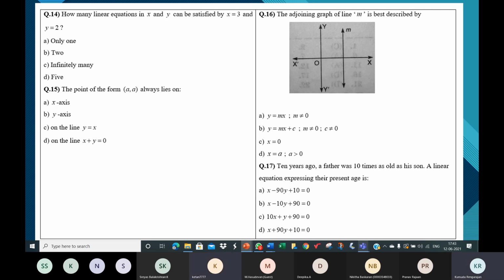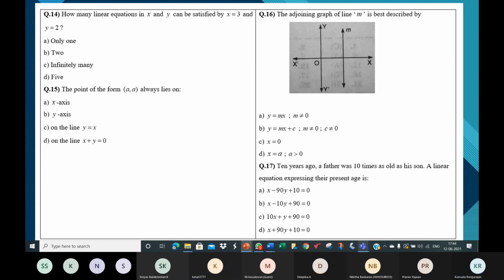Yes, ma'am. Thank you, ma'am. Yeah, we can have infinitely many linear equations in x and y that can be satisfied by x is equal to 3 and y is equal to 2. 3 comma 2 is the point. Many lines can be drawn through this point. Every line is given by a linear equation. So infinitely many is the correct option.